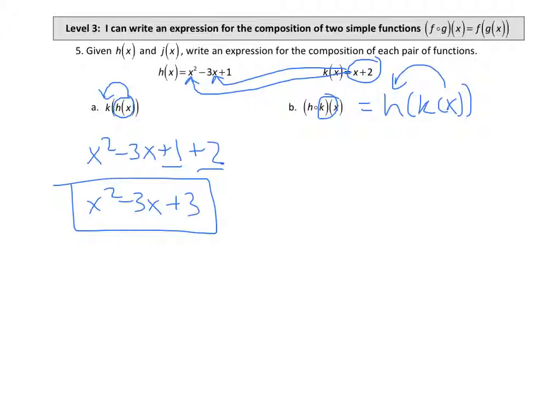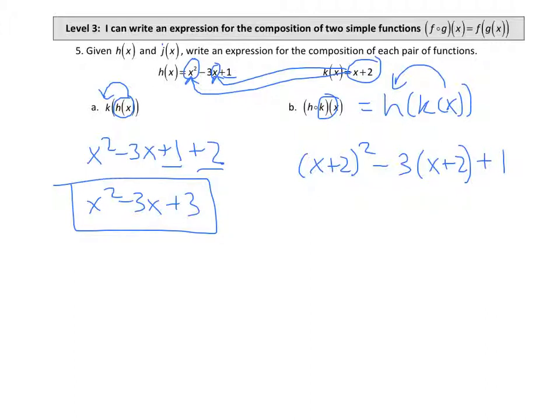So first I replace x squared with x plus 2 squared. So I plug in x plus 2, and then I square it. That's where I plugged it in right here. Then I do minus 3, and instead of this x, I replace it with x plus 2. And then I have the plus 1.